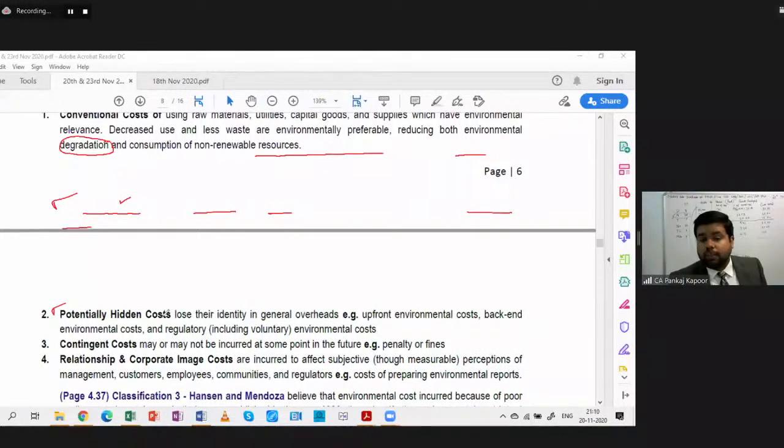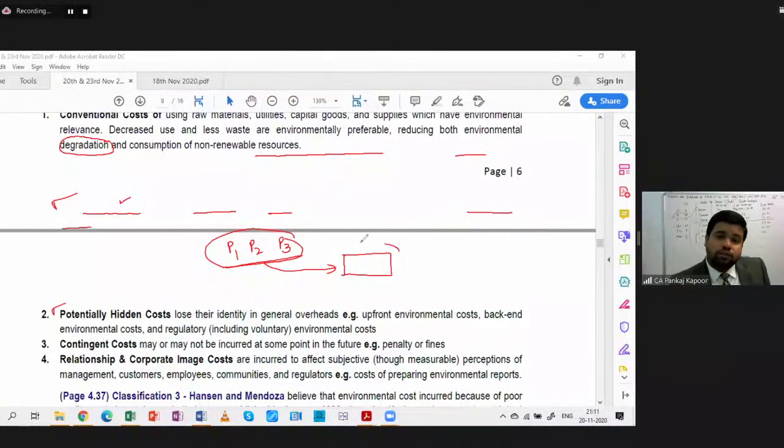Potential hidden cost is a cost which is basically, say some company is having a treatment plant, and the treatment plant is used to treat the water which is generated as waste from the various products which the company is manufacturing. So the company is manufacturing product 1, product 2, product 3, and the water or waste which came out of processing these 3 products is treated in some treatment plant.